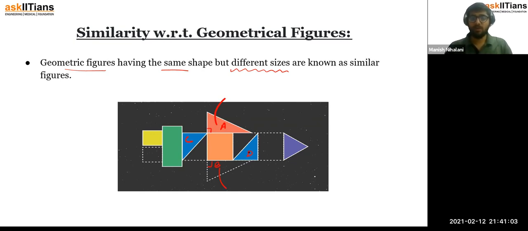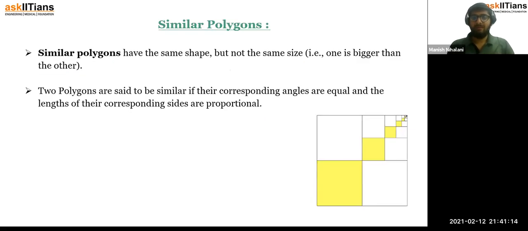Now here you have all the geometrical figures, that is, a rectangle, square, circle, and a triangle as well, right? So let's quickly move ahead. Next we will be talking about similar polygons. So what are similar polygons? Similar polygons have the same shape again but not the same size.